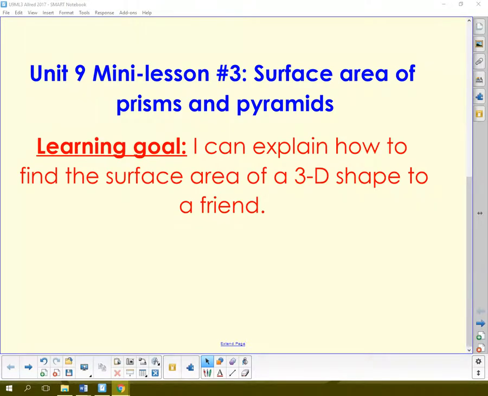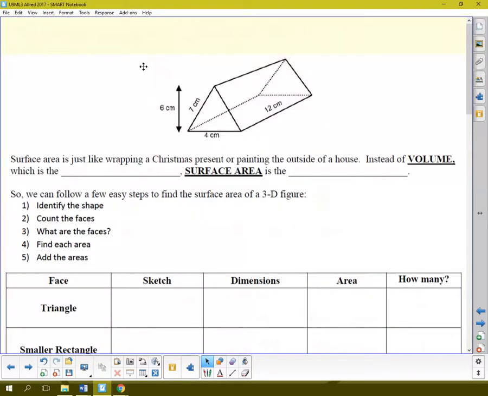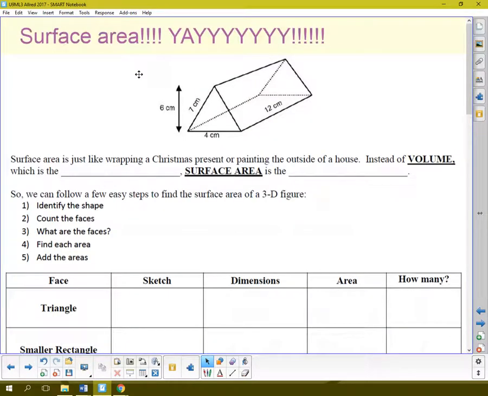We've talked so far in this unit about volume of prisms and pyramids. We definitely found the difference between prisms and pyramids in their volume. And surface area is quite a bit different than volume. We're going to talk about what it is right now. Yeah, surface area. It's going to be awesome.